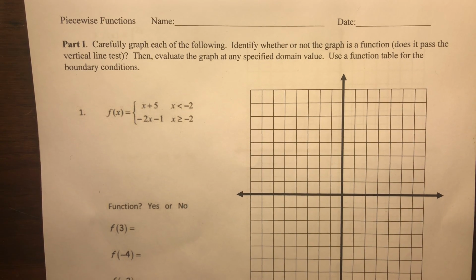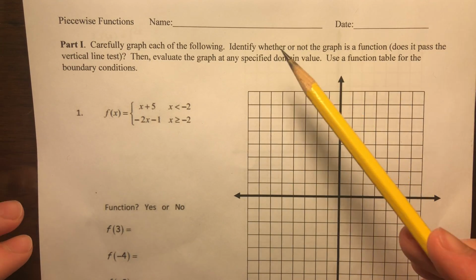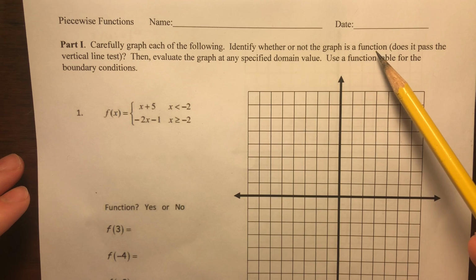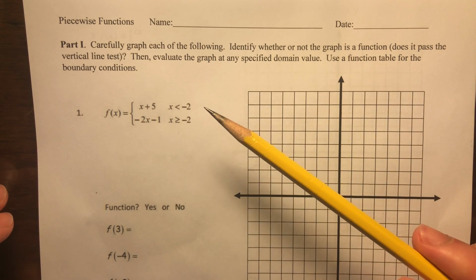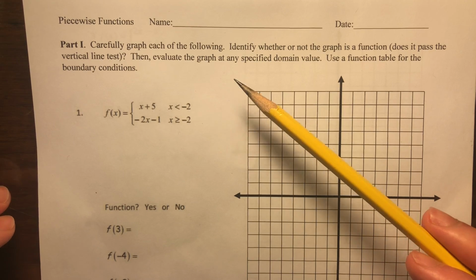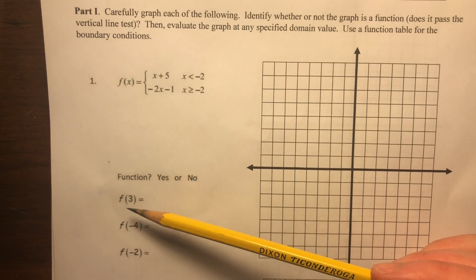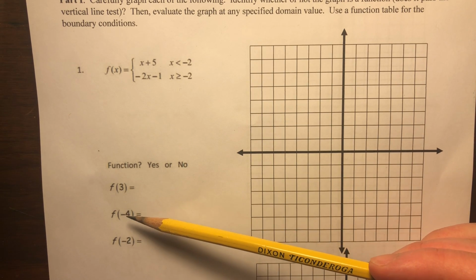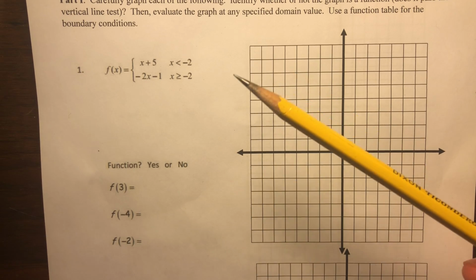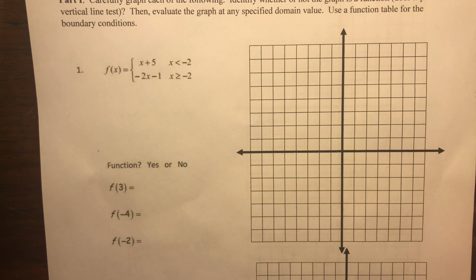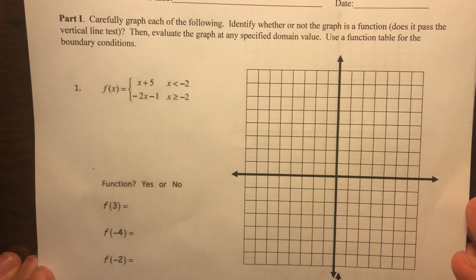Okay, so for all these, we're going to graph them, all the piecewise functions. We also have to identify if it is a function. Is it going to pass the vertical line test? Then evaluate the graph at any specified domain value. So they want to know what's the value of y when x is 3, when x is -4, when x is -2. Use a function table for the boundary condition. So they just mean like an in and out table.